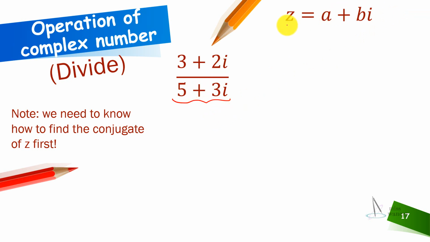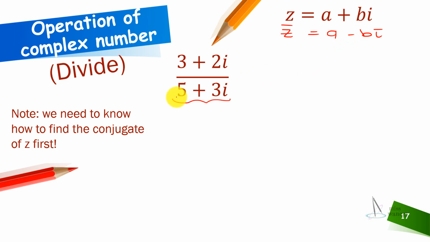Let's say we have z equal to a plus bi, then the z bar or the z conjugate is simply a minus bi. So you're gonna keep the real part, but for the imaginary part, we're gonna flip the sign. So plus will become minus. If we have minus, it will become a plus. This is because of the reflection along the real axis, so that is why we have to flip the sign only for the imaginary part.